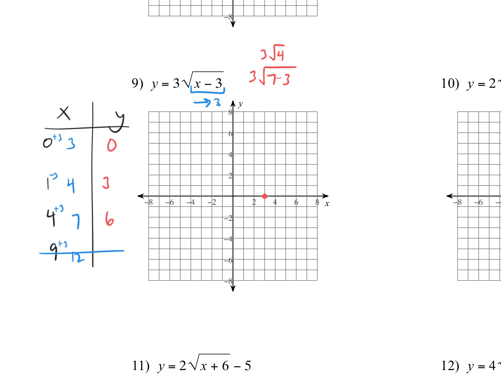I just shifted horizontally 3, and then I have a stretch of 3. So your square root curve looks something like that.